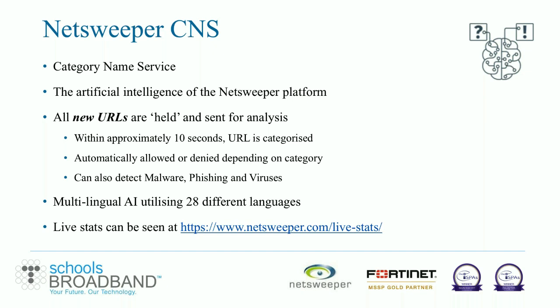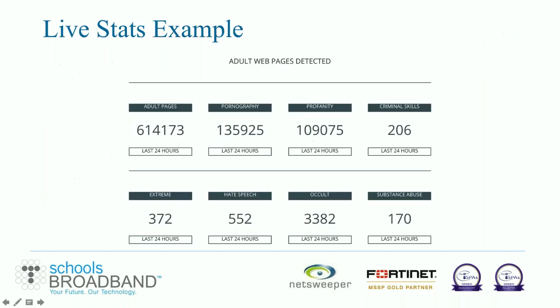They also show all of the live stats for this artificial intelligence as well. So you can go to the NetSweeper website /live-stats, and you'll get some of the examples like I'm showing you here. So this is from Tuesday, before we did all of these sessions. So you can see these are just new URLs. They're not all the URLs categorized in the box. That's billions, millions and millions. But this is just categorized in that 24-hour period.